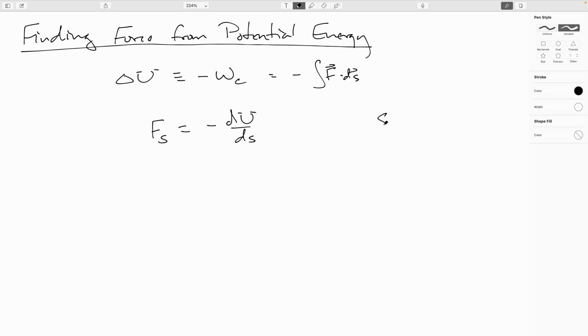This s here is just a placeholder variable. It could be x, y, z, r, whatever makes sense. So if I want the x component of a force, I find minus du dx. If I want to find the r component, I find minus du dr. And very technically, if you know what a partial derivative is, it's more correct for me to be writing this as the negative of the partial derivative, but that doesn't matter for what we're doing here.